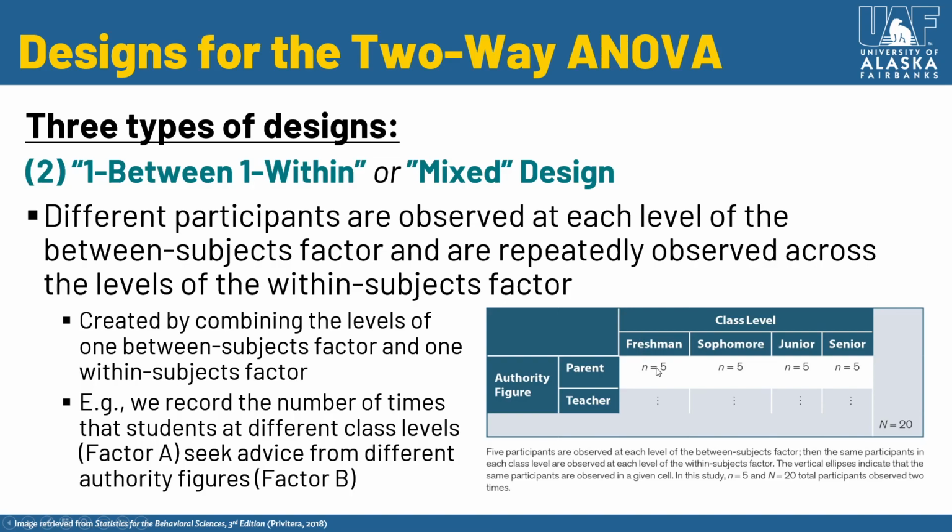And so we have 5 freshmen, 5 sophomores, 5 juniors, and 5 seniors. And in this case, what are we doing here? We're recording the number of times students seek advice from different authority figures, right? So of the 5 freshmen, how many times do they seek advice from parents and teachers? Same for the 5 sophomores, same for the 5 juniors, same for the 5 seniors, right?